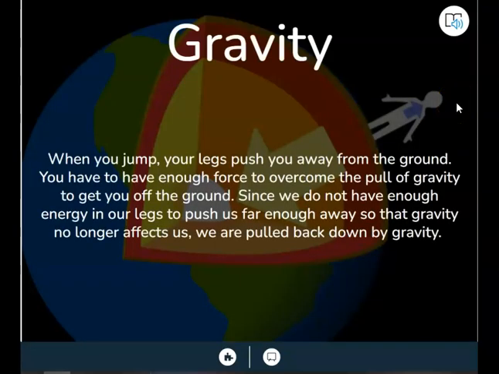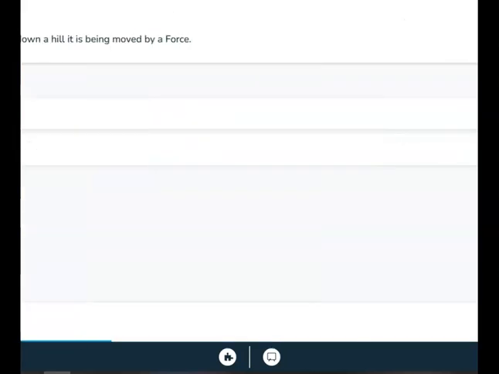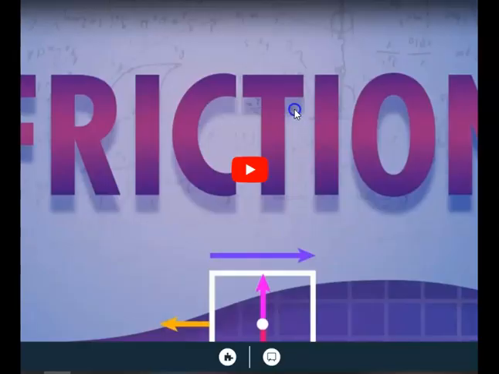When you jump, your legs do push you away from the ground. I've seen a lot of you do this outside. And you do have enough force to overcome some of gravity, but you can't stay off the ground, right? Gravity pulls you back down because you're not using enough force to overcome gravity altogether. You would need like a jetpack or something to do that. Not going to do that today. We'll watch this in just a moment.